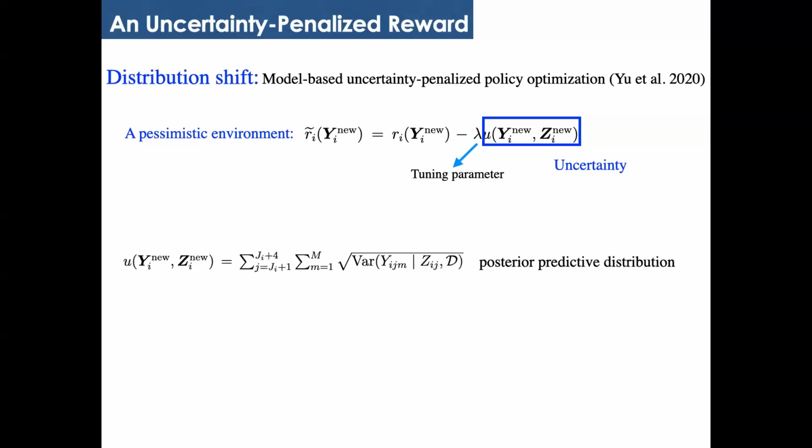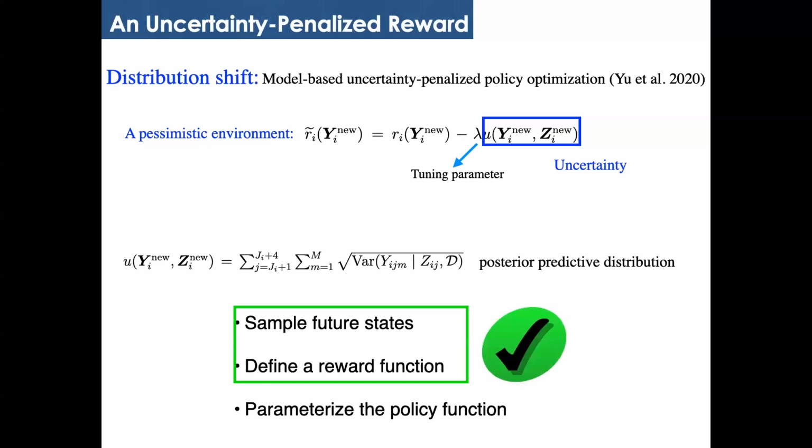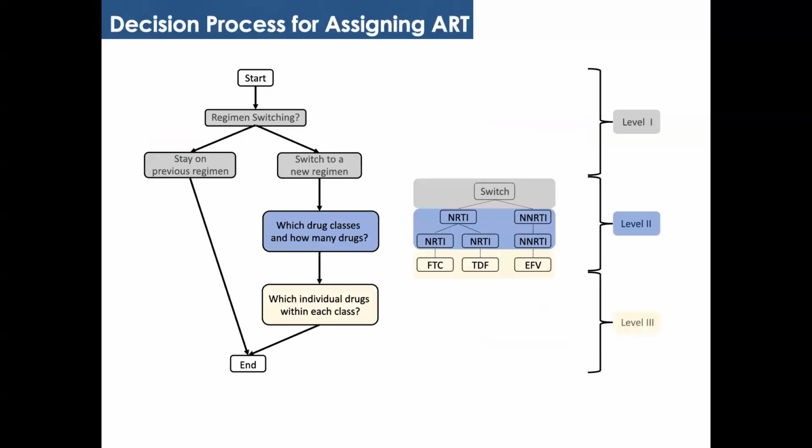In our case, because we have a Bayesian model, we just calculate the uncertainty by the standard deviation of Y conditional on Z and D. That's another advantage of the Bayesian methodology because we have uncertainty quantification naturally. So we have these two parts: sample future states and define the reward function. The last one is how we can parameterize the policy function. Again, we use our tree representation. That's my favorite part about this whole thing, because I think this tree representation is really useful.